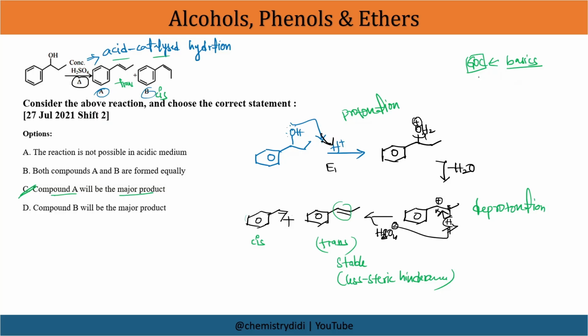If you understand the basics first, like inductive effect, mesomeric effect, resonance, hyperconjugation, acidity, and basicity, these are the basic things you need to know from GOC. And also geometrical isomerism, that is, trans and cis compounds. If you know these things, it will be easy.